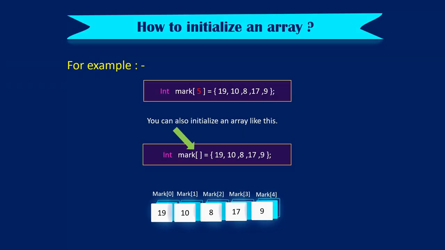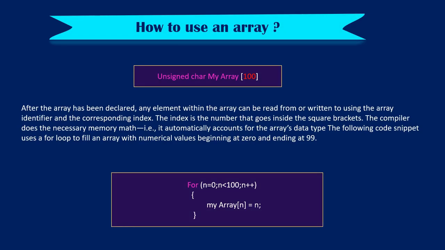And next, how to use an array. An array is declared like so: unsigned char myarray[100]. After the array has been declared, any element within the array can be read from or written to using the array index. The compiler does the necessary work, as it automatically accounts for the array's data type. The following code uses a for loop to fill an array with numerical values beginning at 0 and ending at 99. We apply the for loop: for n equals 0, n is less than 100, n plus plus, myarray[n] equals n.